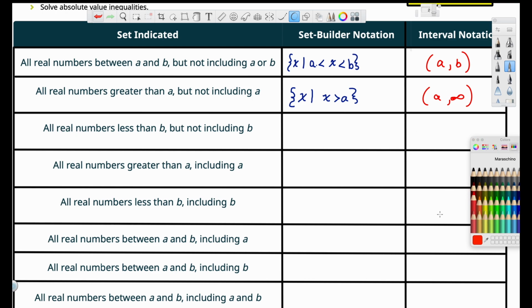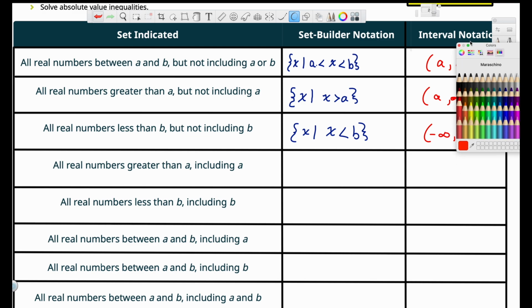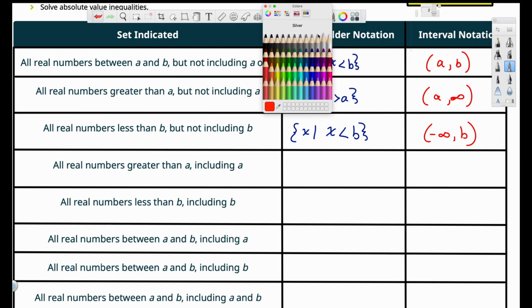All real numbers less than b, but not including b. Okay, less than b, but not including. All right, so that means we're going b and everything less towards negative infinity. Let's fix that. And it doesn't include, so it's not a square bracket.